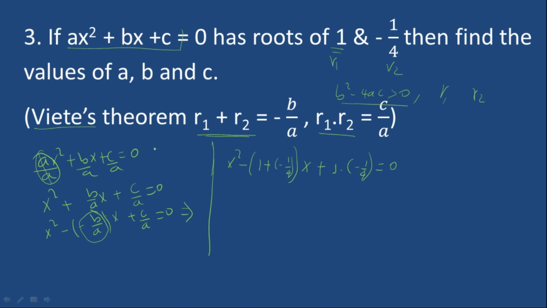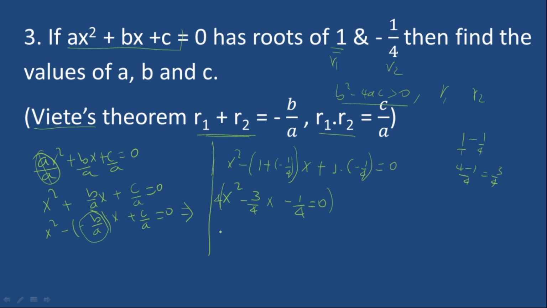Let's simplify it. So x squared minus, 1 minus 1 over 4 is, taking over 4, 4 minus 1 over 4, which is equal to 3 over 4, x, plus 1 times minus 1 over 4, which is minus 1 over 4, is equal to 0. Since a, b and c should be whole numbers, let me multiply all sides by 4.